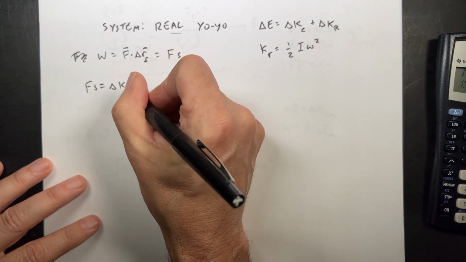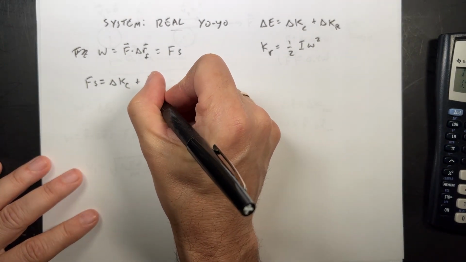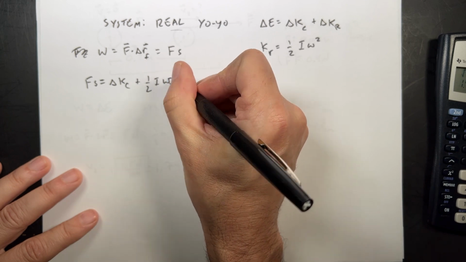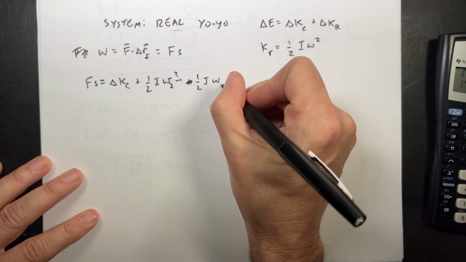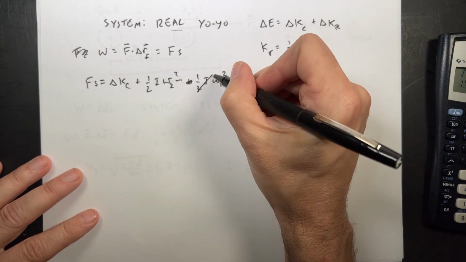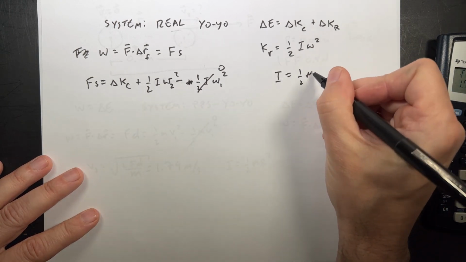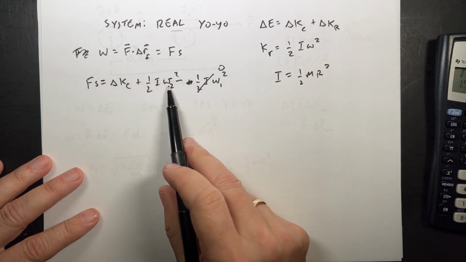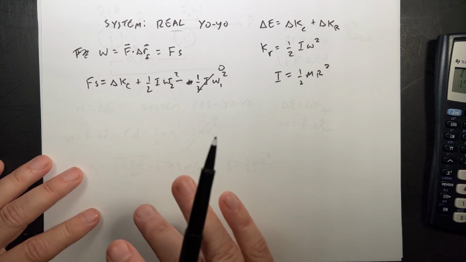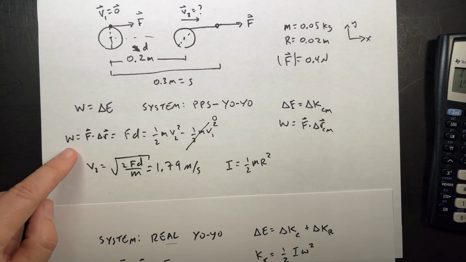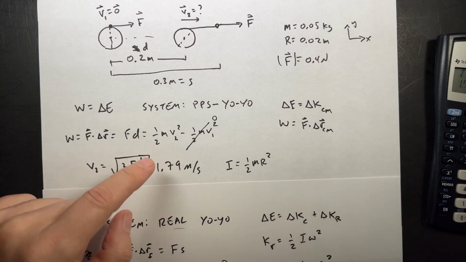Delta Kc, that's the change in kinetic energy of the center of mass, plus 1/2 I omega 2 squared minus 1/2 I omega 1 squared. So the initial angular velocity is 0. That's fine. I have I, write it again, 1/2 mr squared, and I want to solve for omega squared. Now, I could put in values for this, but I'm not going to, because look over here. Fd is the change in kinetic energy. So I'm just going to put the change in kinetic energy as Fd.